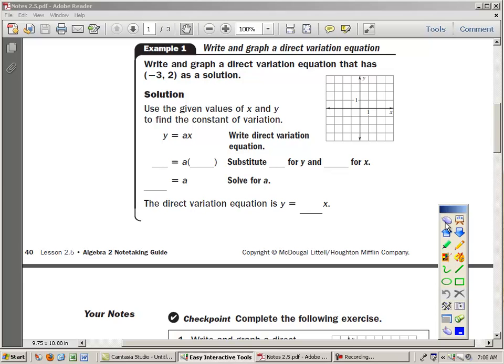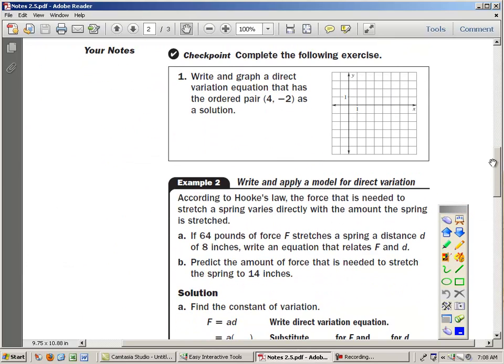Why don't you guys try the checkpoint problem at the top of the next page here, and let's see how this goes. We'll be back to go over that example.